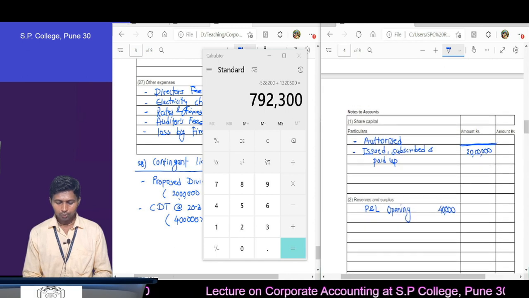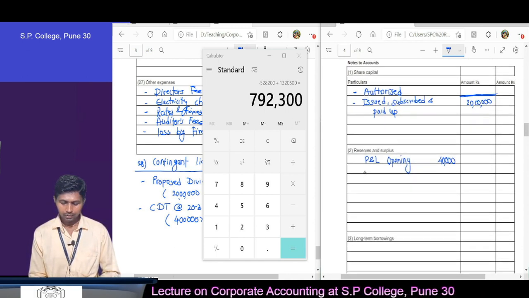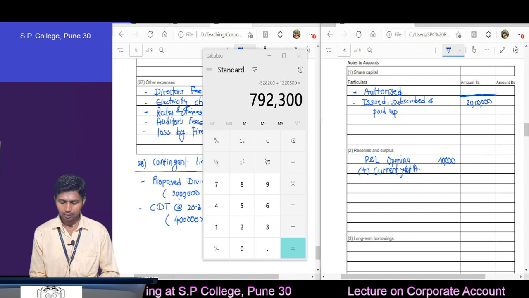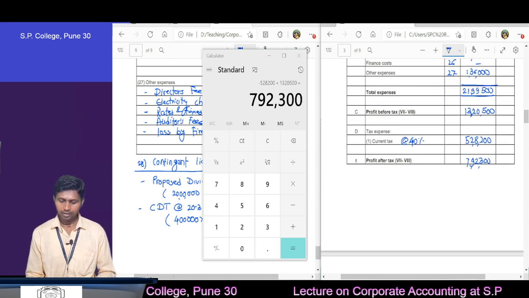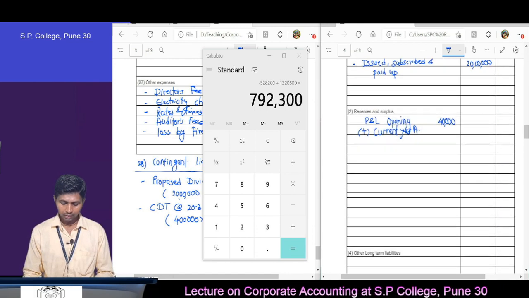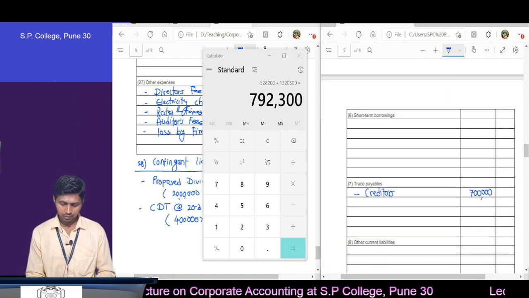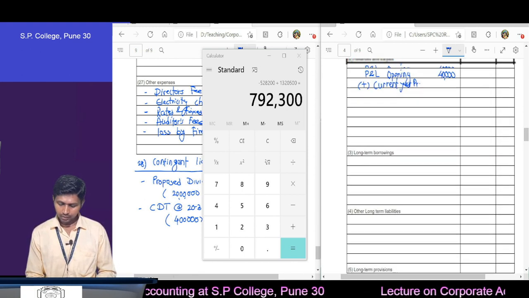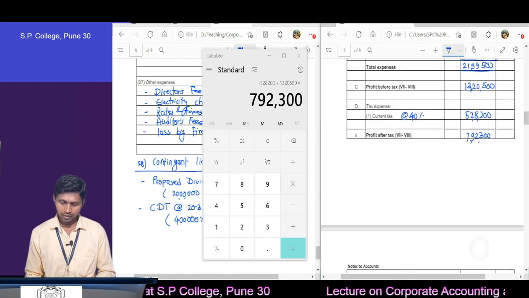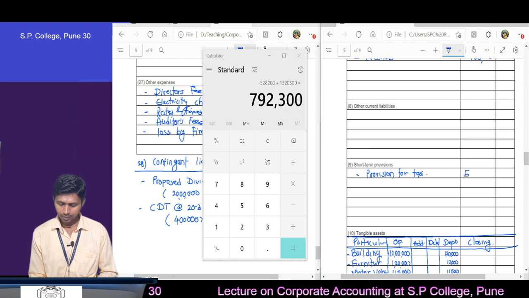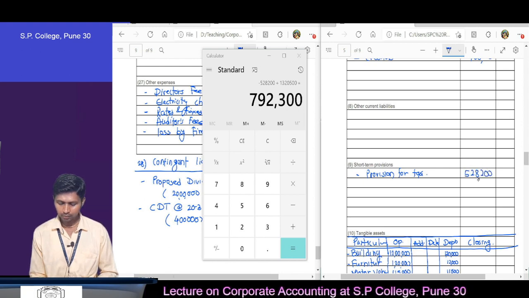We transfer profit to the profit and loss account. Therefore, in the profit and loss account under reserve and surplus, write current year profit. But before that, provide for tax also. The amount we have calculated, that is written below the profit and loss statement. Write that also in short-term provision. We already wrote provision for tax. After writing that, write the provision amount also, 5,28,200. It's written.